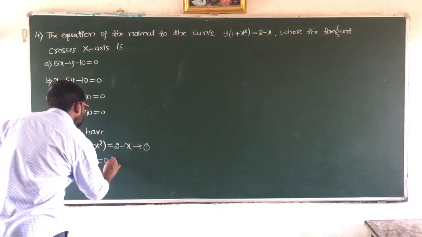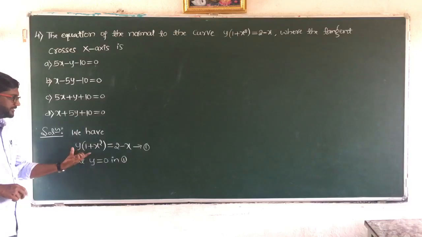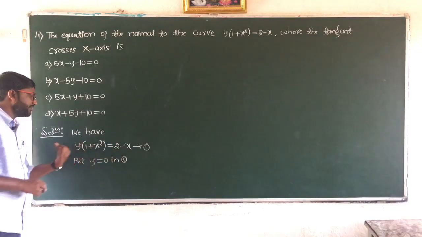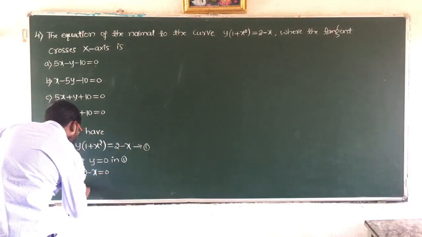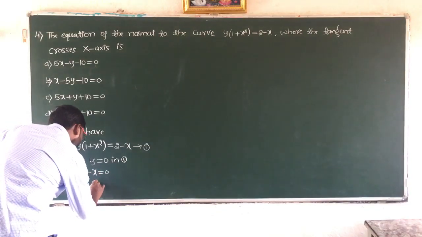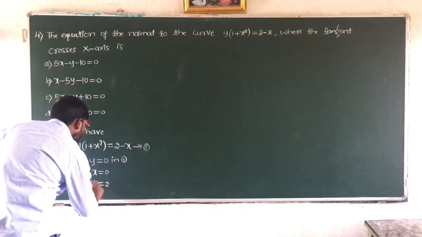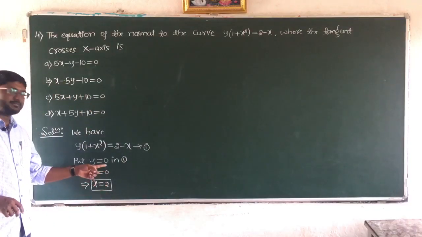So what do we get now? If you put this as 0, this entire term will be 0 now. That means 2 minus x is equal to 0. This implies x is equal to 2. So what is the point now? The point is going to be 2 comma 0.